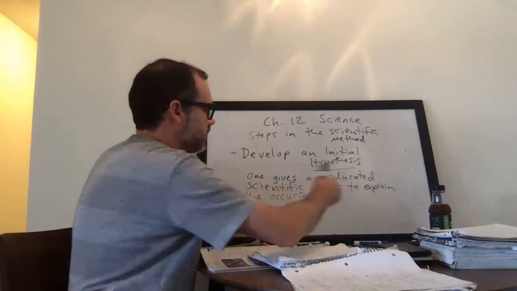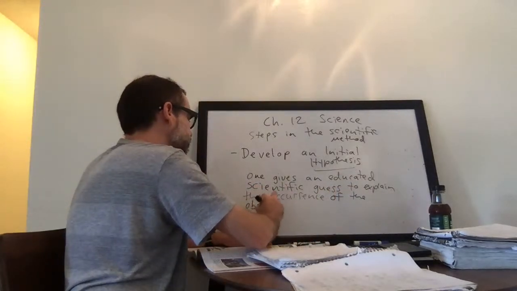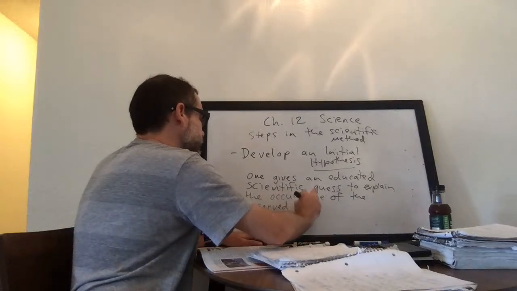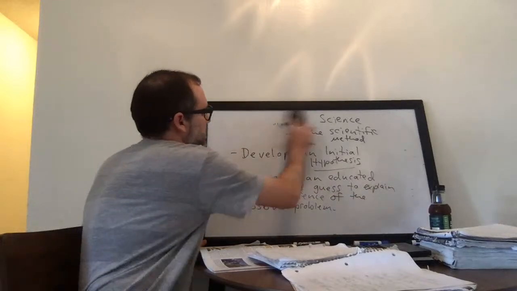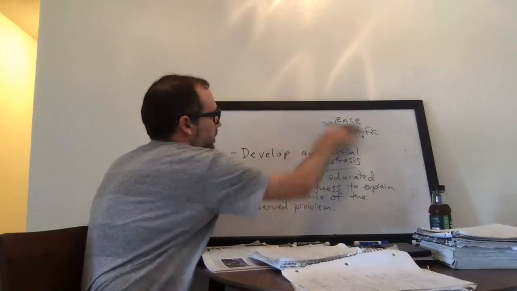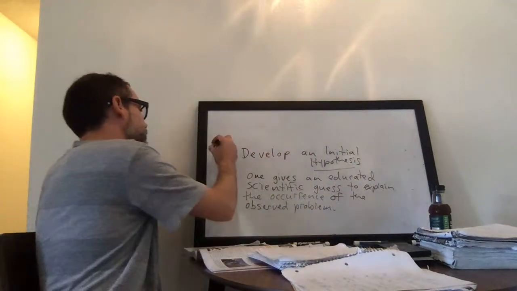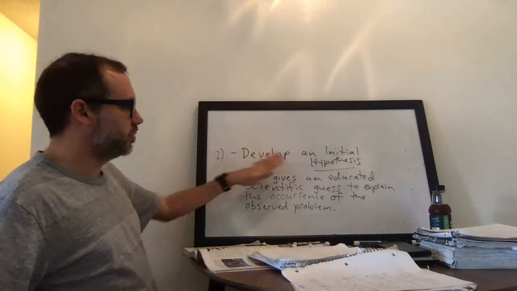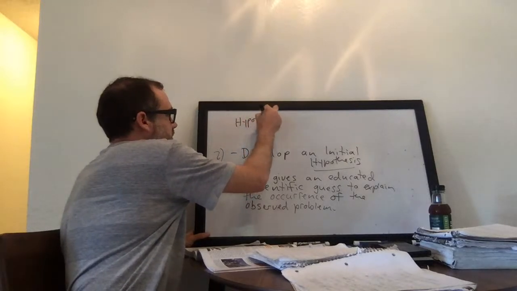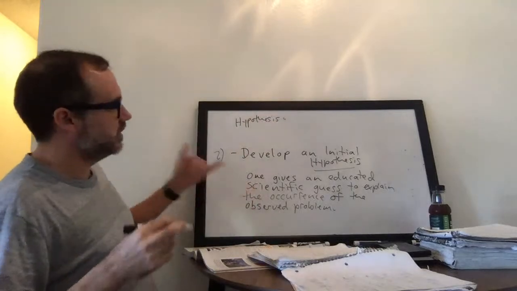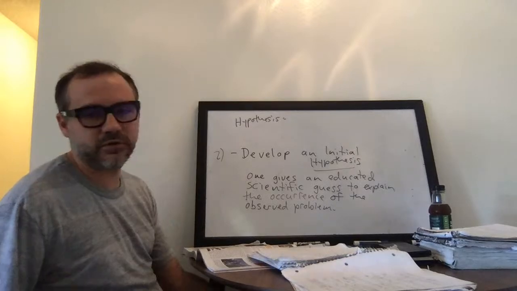Explain the occurrence of the observed problem from step 1. Okay, and just so no one's confused at all about the word hypothesis, it's used in this step 2, but I don't want to leave it undefined. So everyone understand what is a hypothesis in specific detail. It's kind of obliquely referenced here. It is an educated scientific guess to explain the occurrence of an observed problem.